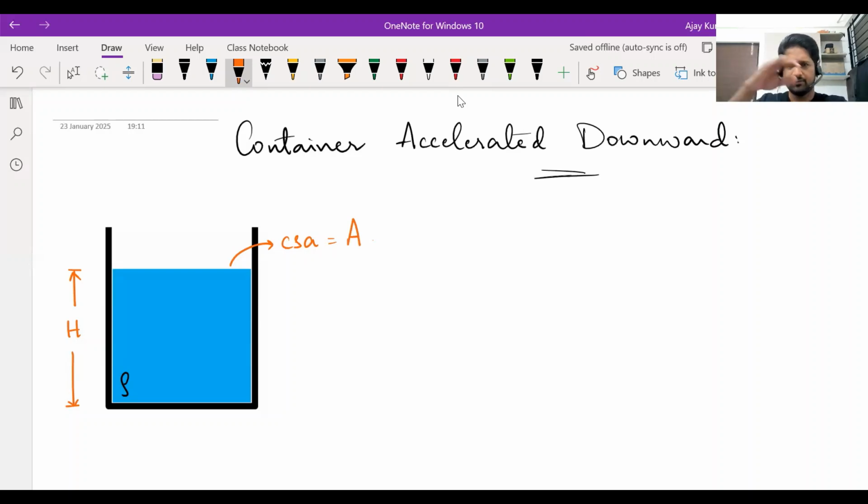So if you know capital A and height, you know the total volume of liquid inside the container, and based on density, you can even tell the total mass of the liquid inside the container. Fine. Now let's say this container is accelerated downward with an acceleration of small a.